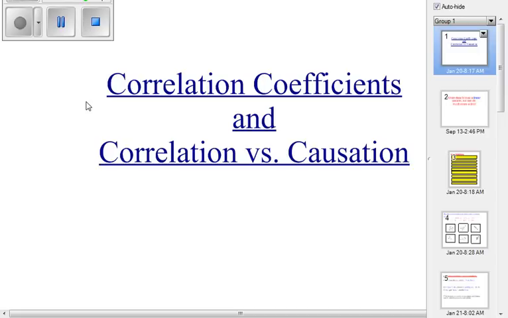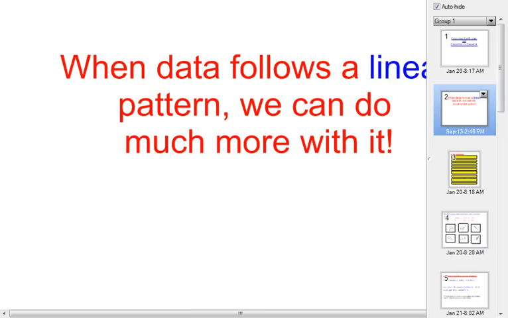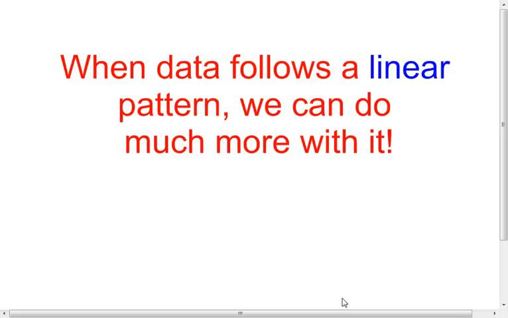All right, we are going to look today at some correlation coefficients, and we're going to look a little bit at how correlation is different than causation. So we will explore those two topics today. The nice thing is that when data follows a linear pattern, we can do much more with it. One of them is to look at correlation coefficients, and we can eventually use it to make predictions and do all kinds of things.